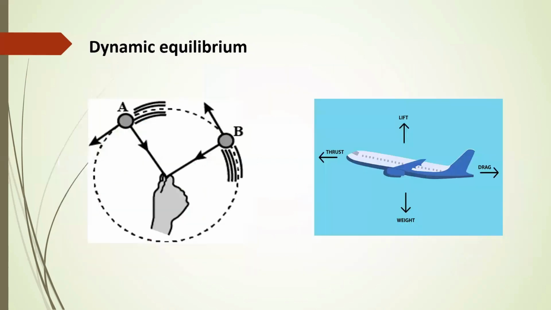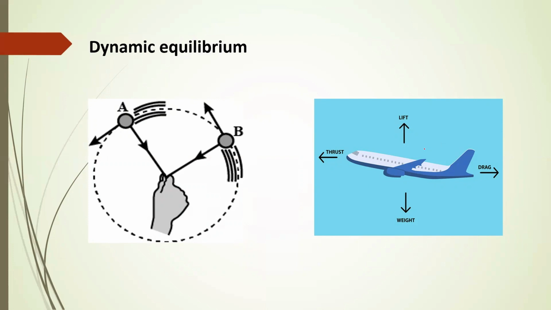Then the concept of dynamic equilibrium. Dynamic is something which is already in motion. So even if you apply a number of forces, the body still remains in that state only. So let us take an example of an airplane. Now the airplane is, suppose, moving at a constant speed at a constant height above the ground level.